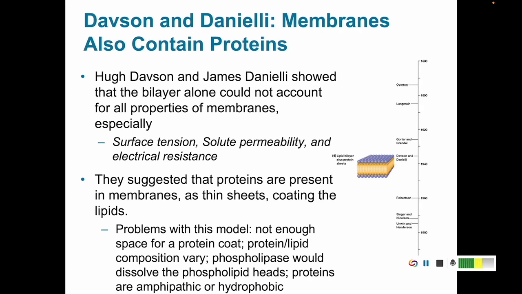Then Hugh Davson and James Danielli figured out that just having a bilayer of membranes totally fit the data, but there had to be more to it. It couldn't be just phospholipids. They needed to be things like proteins because of things that they were observing about surface tension or solute permeability, that things that were not hydrophobic were still sometimes able to get into and out of the cell. There was some electrical resistance. So there had to be proteins doing something in there.